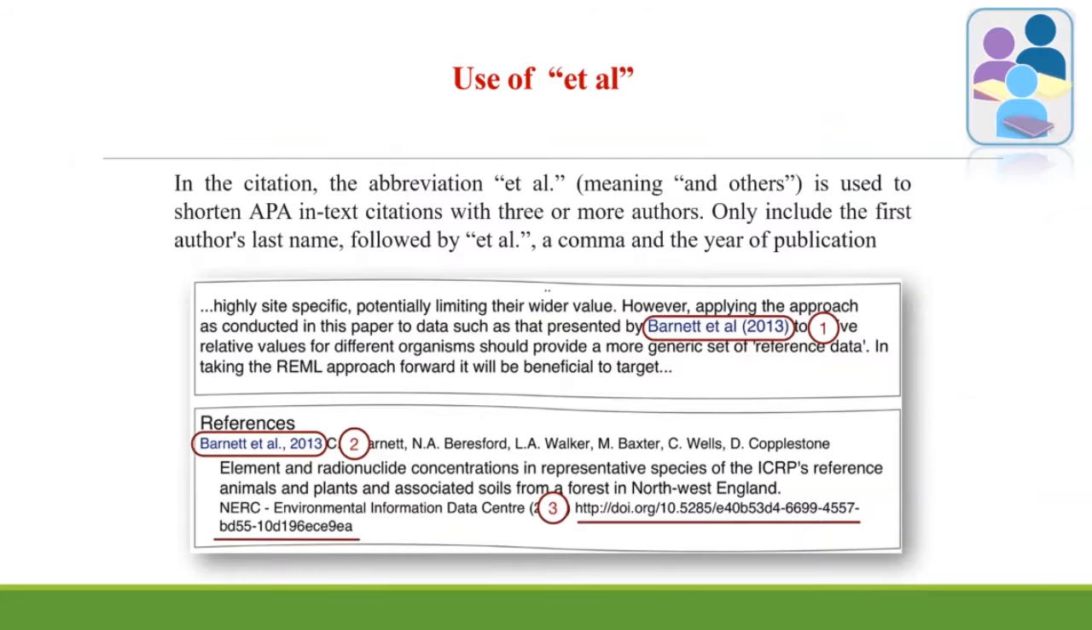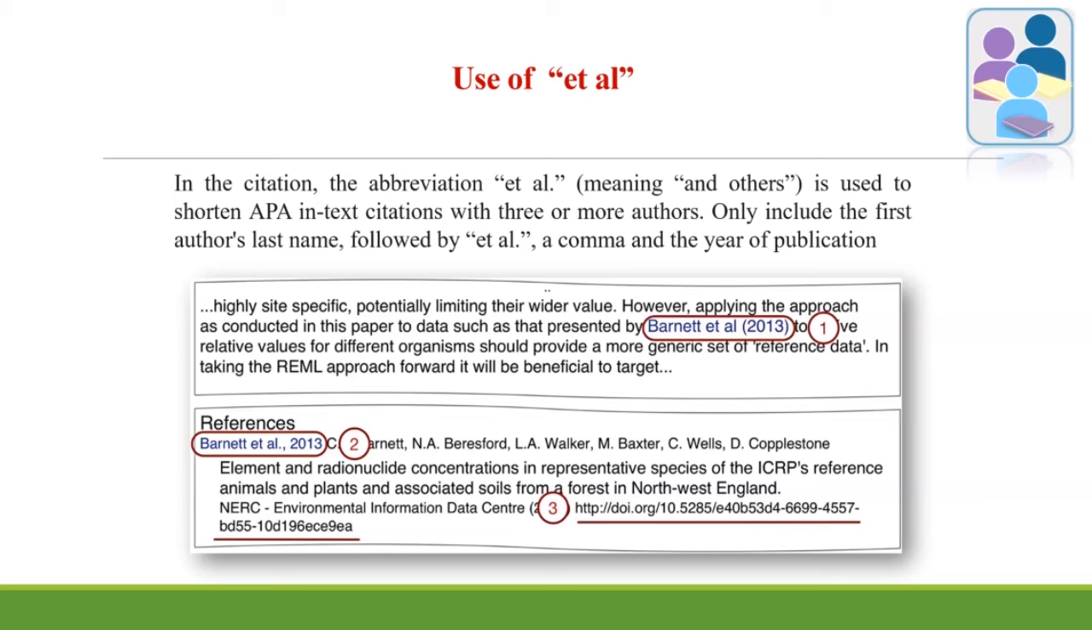Use of et al. in the citation. The abbreviation et al. means "and others." So what is the meaning of et al.? Basically, it means and others. It is as simple as that. So et al. is used to shorten APA in-text citations with 3 or more authors. Only include the first author's last name, followed by et al., a comma, and year of publication.